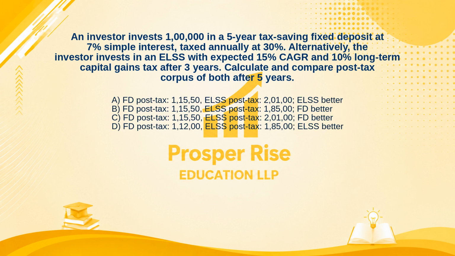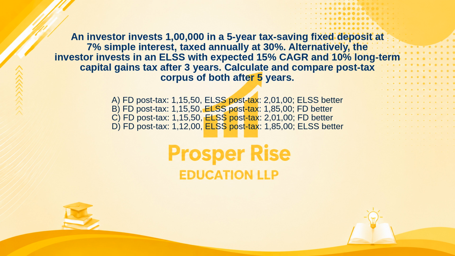Here are your options. A. FD post-tax 11,550, ELSS post-tax 20,100. ELSS better. B. FD post-tax 11,550, ELSS post-tax 18,500. FD better. C. FD post-tax 11,550, ELSS post-tax 20,100. FD better. Or D. FD post-tax 11,200, ELSS post-tax 18,500. ELSS better. Take a moment to pause the video and decide.